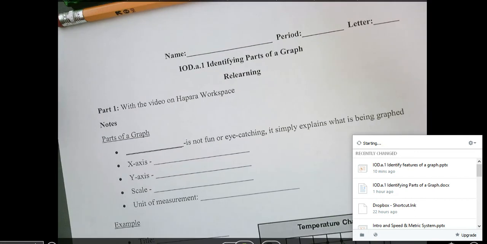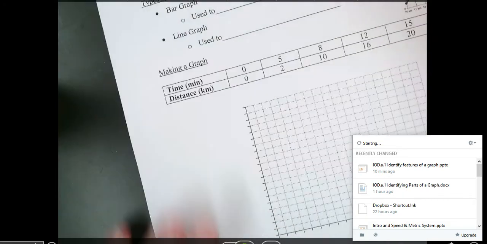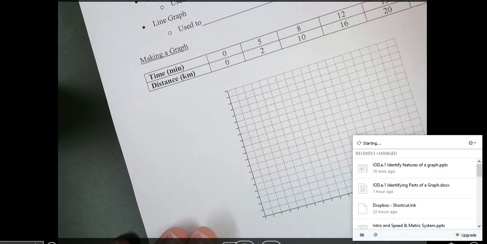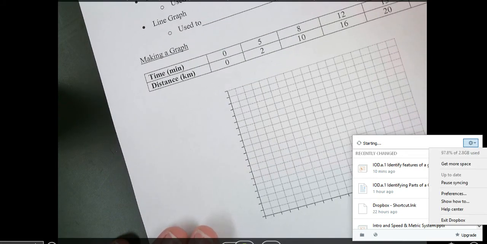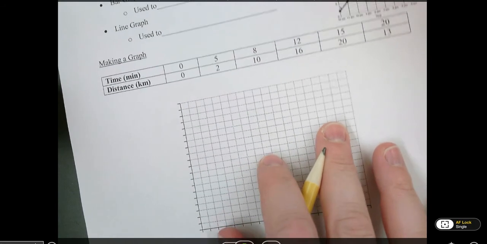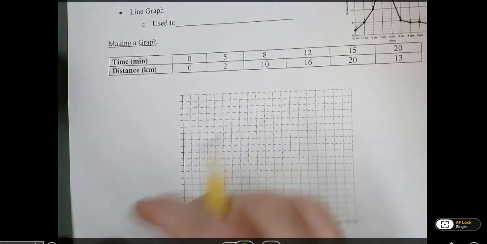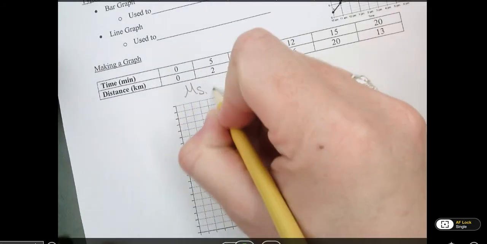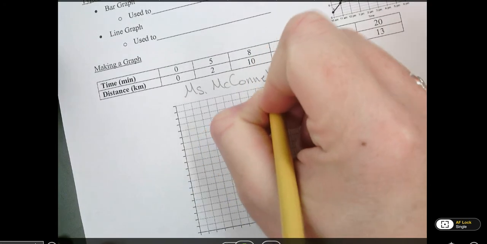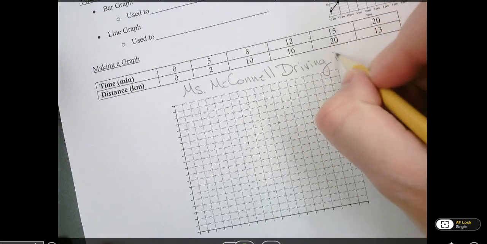So I'm going to go ahead and create my graph. I'm looking at my graph. I need to figure out what is going to be the title. So please go ahead and make this graph with me. I'm going to try to get my little box to go away here. Okay. So the title is Miss McConnell driving in town.